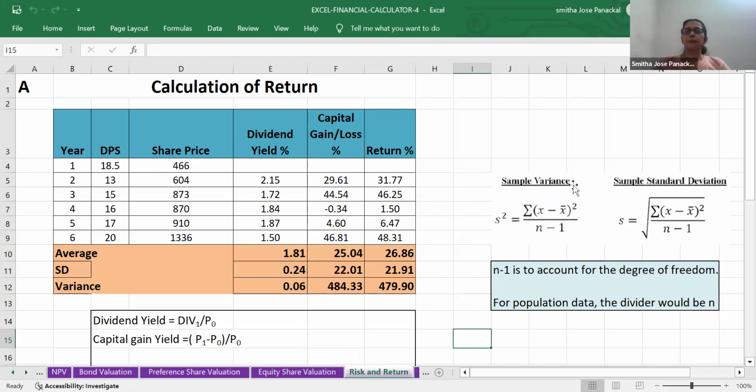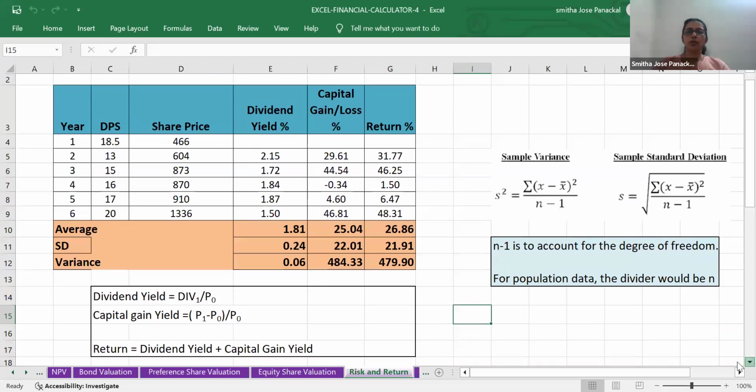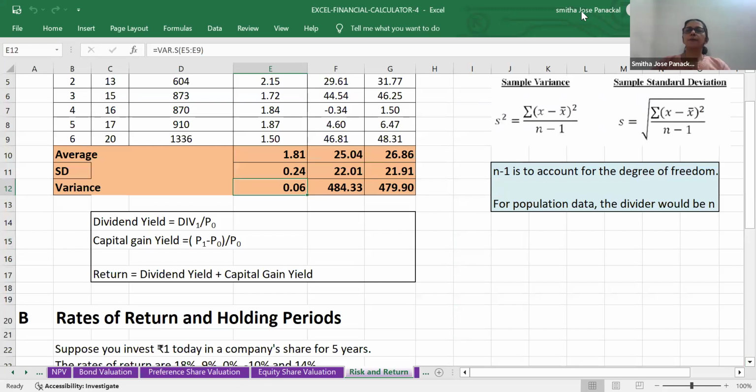When you do it manually, this is the formula. In Excel you can see two options: sample variance and population variance. With respect to standard deviation also you can see sample standard deviation and population. You have to consider sample variance and sample standard deviation. If you do it manually, you can use this formula, or you can use the Excel function. Are you able to see the formula? I have clicked here in the variance column. You can see the formula is equal to variance. I'll do it like here.